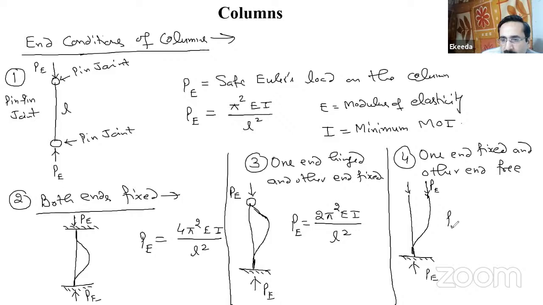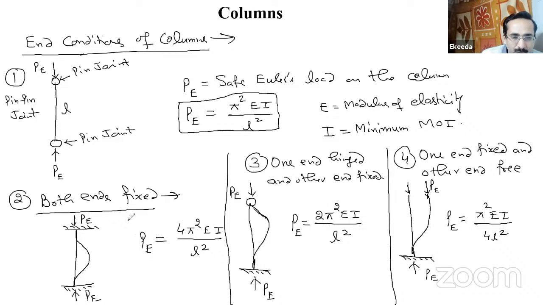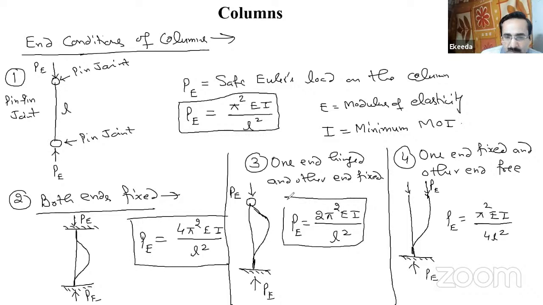So the safe Euler's load in this case is given by pi square EI upon 4L square. I am writing the formula directly, although there are derivations for this, which are not required for the time being. You can go to theory lectures for the derivations. So these are the four main conditions on which Euler has given the safe load to avoid the failure of the columns. We are talking about long columns, as per the assumptions.